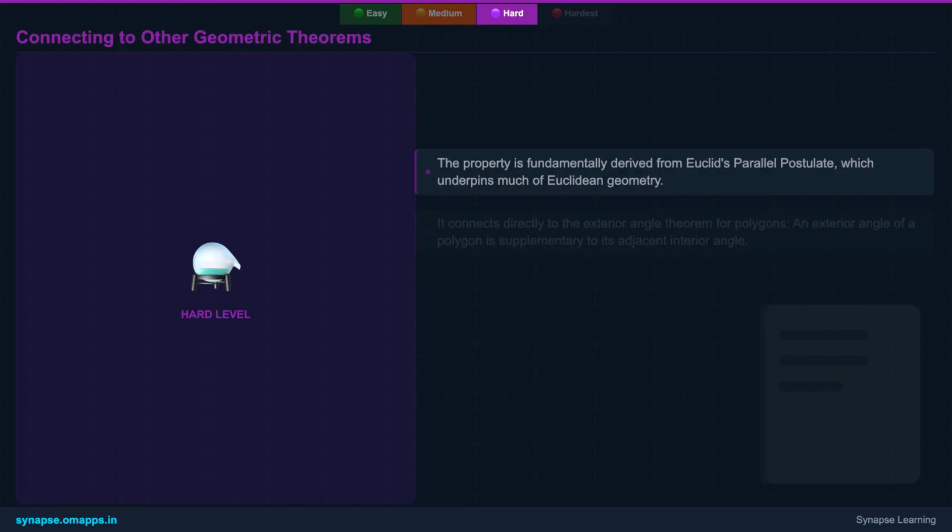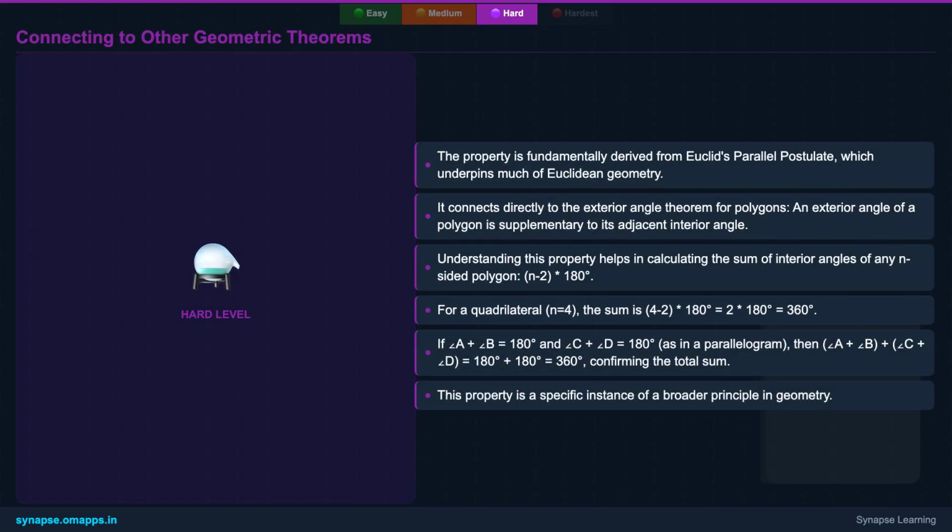This concept isn't isolated. It's deeply connected to the fundamental theorems of parallel lines and transversals, which form the bedrock of Euclidean geometry. It also plays a role in understanding the sum of interior angles of any polygon. By seeing these connections, you gain a more holistic view of geometric principles and how they interlink.